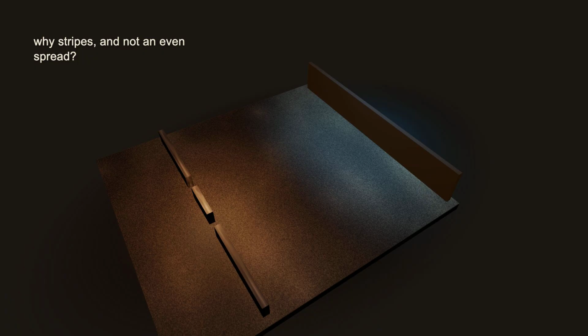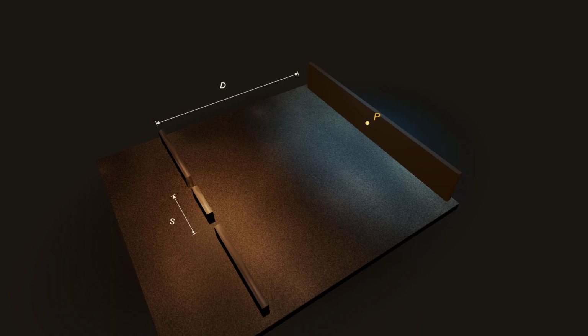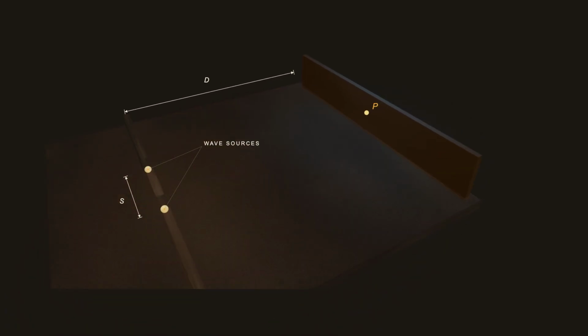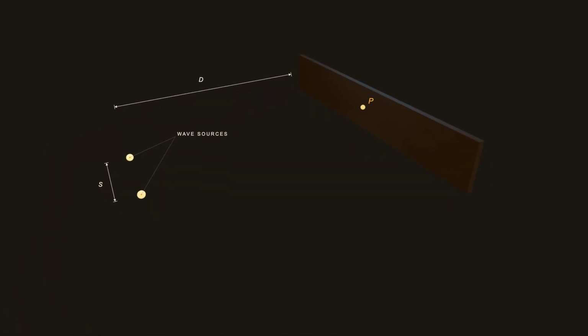To see why, let's start by picking a single point on the screen, and we'll call it P. Let's call the distance between the slits S, and the distance from the slits to the screen D. The two waves leave our slits, travel some distance D, and interact with each other on their way to P. Whatever the screen does at that point depends entirely on how the waves interacted between slit and screen. And since each wave passing through the slit acts as a new source, we can simplify our apparatus and just model two wave sources where our slits are.